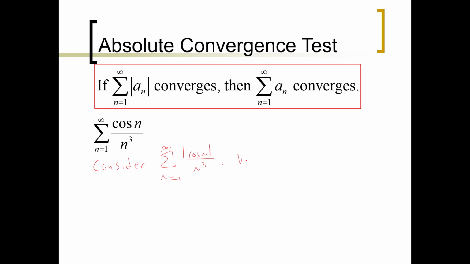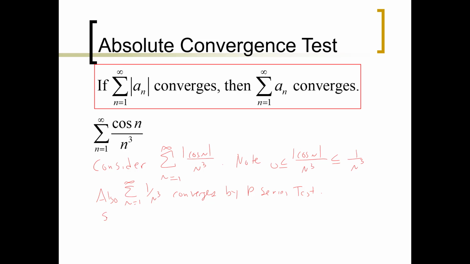Notice that the absolute value of the cosine of n all over n cubed is always at most 1 over n cubed and is always at least 0. Also, the series as n goes from 1 to infinity of 1 over n cubed converges by the P series test.